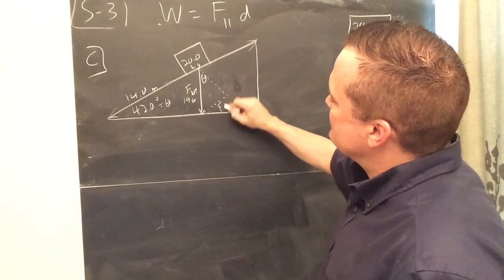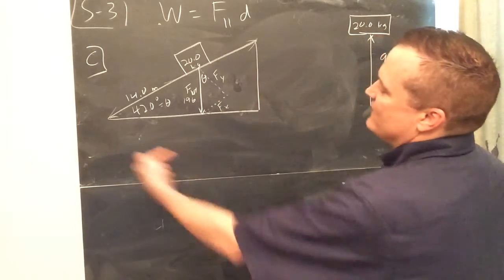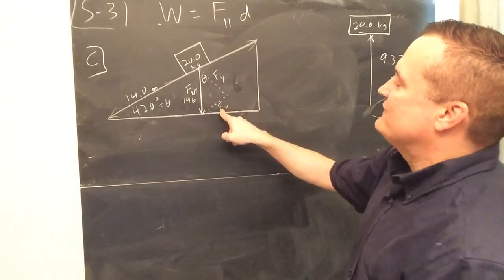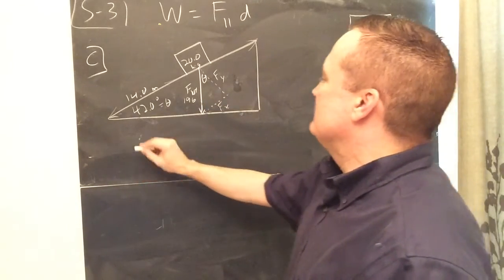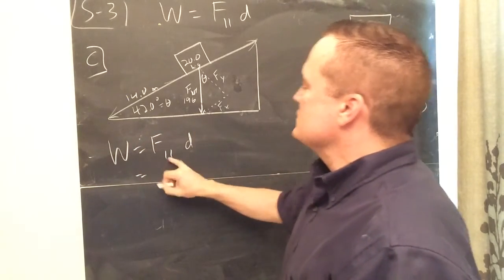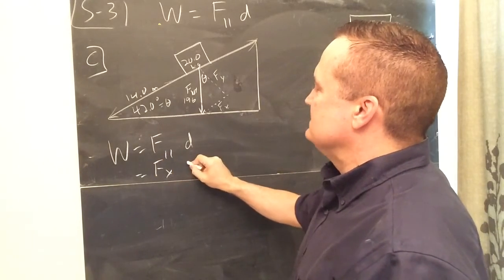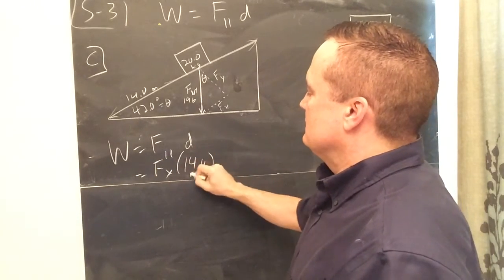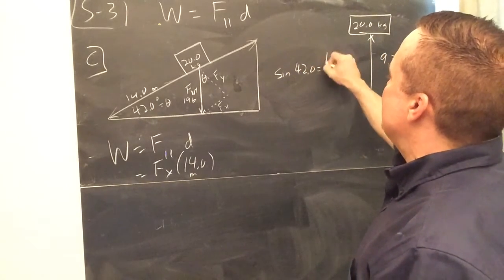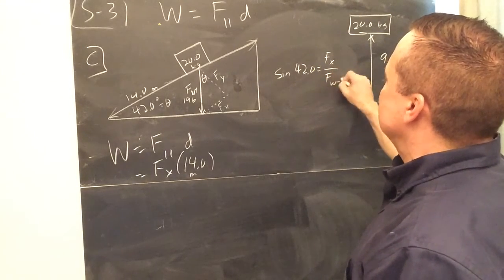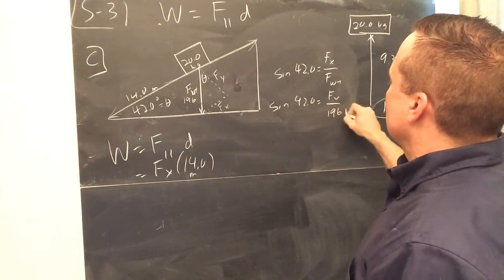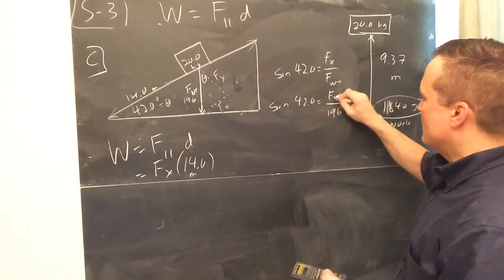But what is Fx and Fy? Only Fx is actually doing the work. So you can use sine of theta is equal to Fx over the weight. Work will be the force parallel to the direction of motion times the distance. The force parallel will have to be Fx, times the distance, 14 meters. So we're going to find Fx, and sine of 42 will give me Fx over the weight, so Fx over 196 newtons.